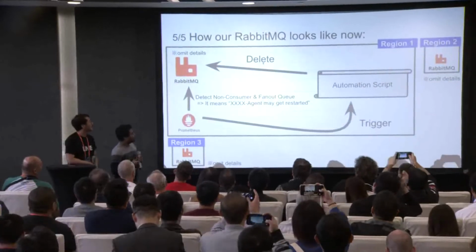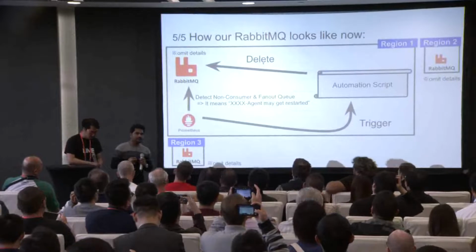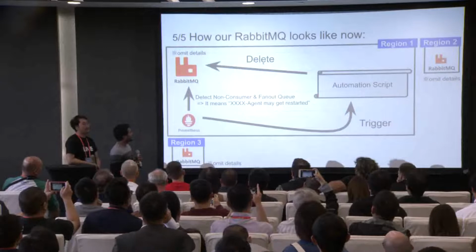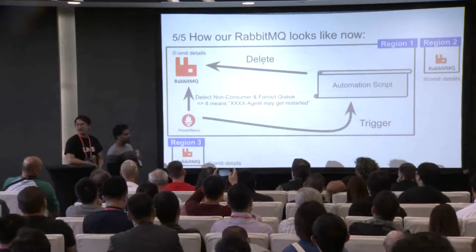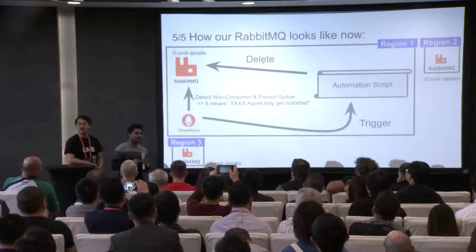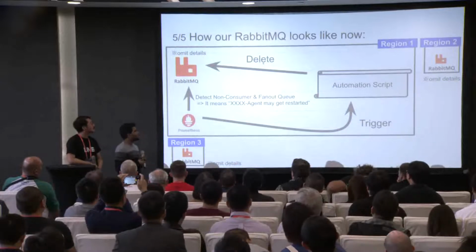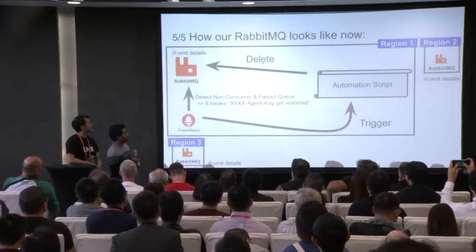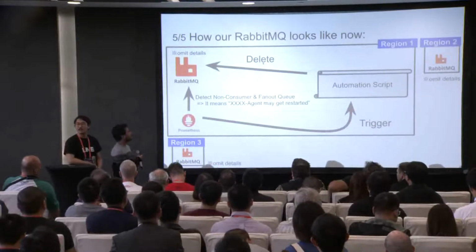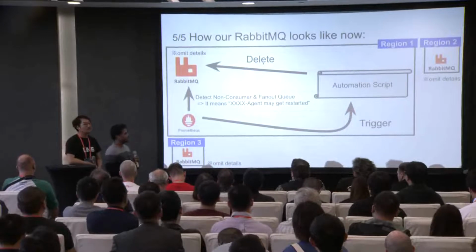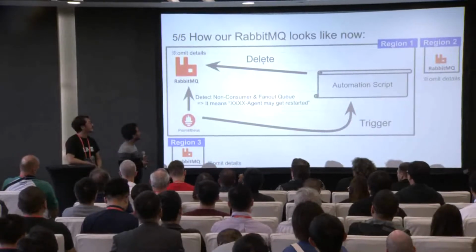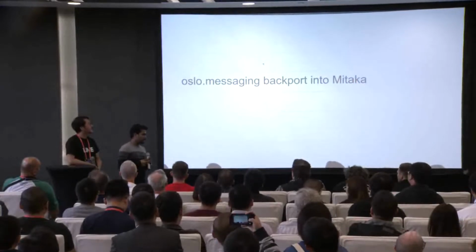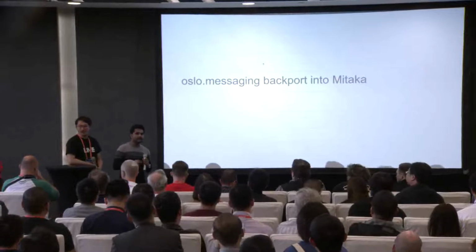Over the period, we realized that Neutron agents or Trove agents, when they restart, keep the fan out queues, and those queues do not have consumers. So they keep growing in the RabbitMQ cluster. So periodically we have an automation script which monitors the non-consumer queues and deletes them. So this was about various outages and the current architecture of RabbitMQ we have.